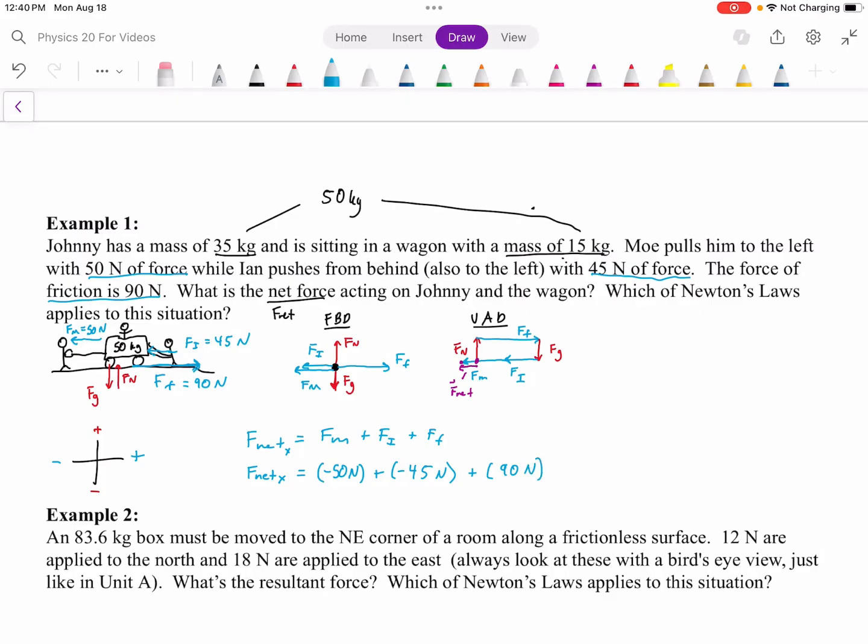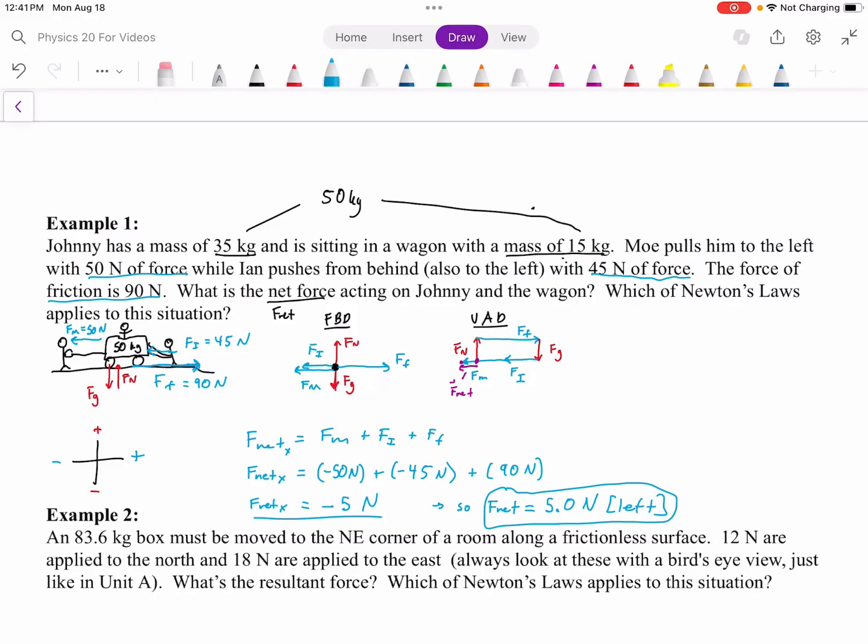And if we add these all up, we get that the net force horizontally is going to be negative 5 newtons. So that negative means it's to the left, which makes sense. We knew that Mo and Ian together were 5 newtons stronger than friction, right? So the overall force should be to the left. So the net force is 5.0 newtons left to 2 significant digits, okay?